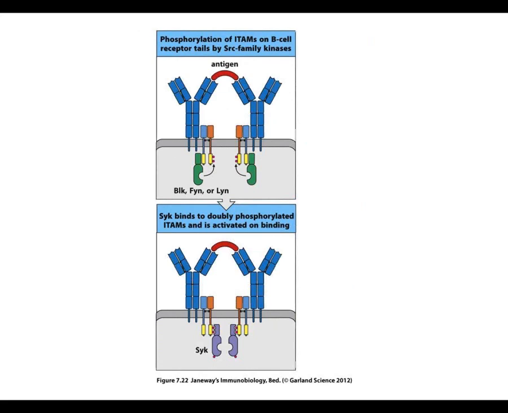So in this system, something called LYN phosphorylates the ITAM, and then SYK is the equivalent of ZAP70 here. So LYN phosphorylates the ITAM, and then SYK docks on the ITAM. LYN, SYK.